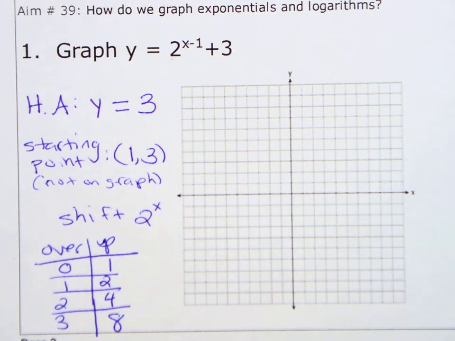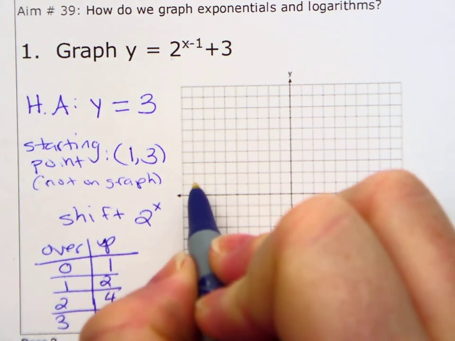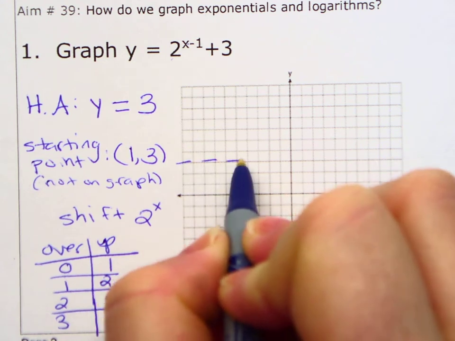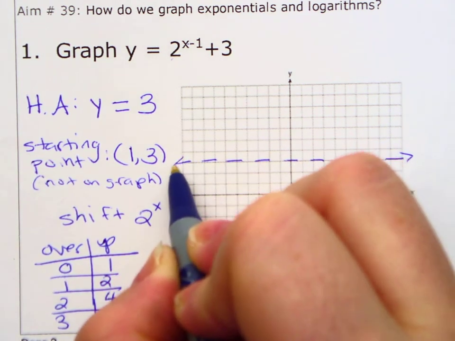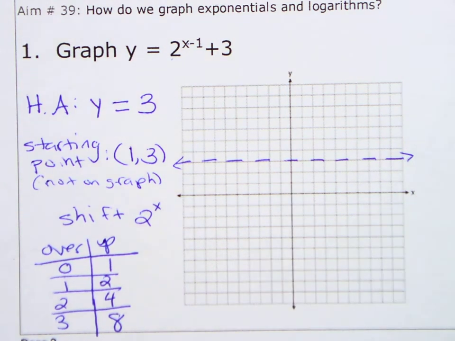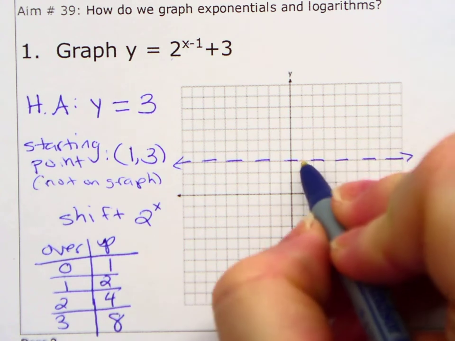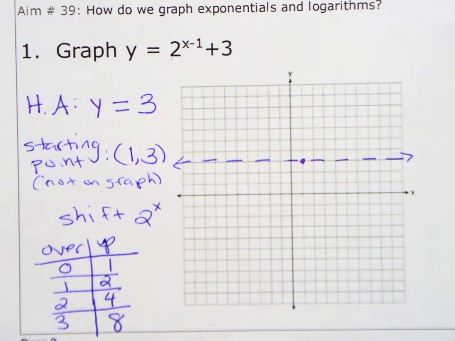So I'm going to start with my horizontal asymptote, up 3. 1, 2, 3. I want to see this dotted line. And please make it dotted. The fact that it's dotted lets us know that it's a horizontal asymptote. Okay. Starting point is 1, 3. That starting point is always on your asymptote. It's where we're counting from.